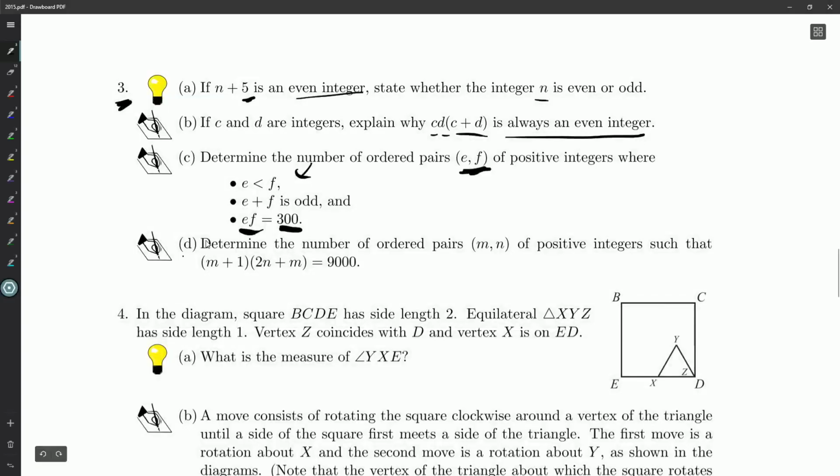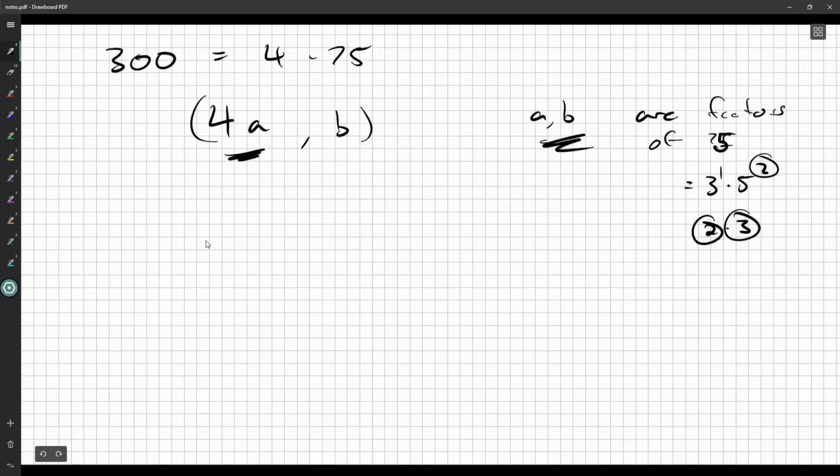Alright, and now D part. Determine the number of ordered pairs m, n of positive integers so that m plus 1 times 2n plus m is 9,000. Okay. So we're sort of factoring, although they've stopped talking about this even and odd stuff, but maybe that'll find its way in somewhere.